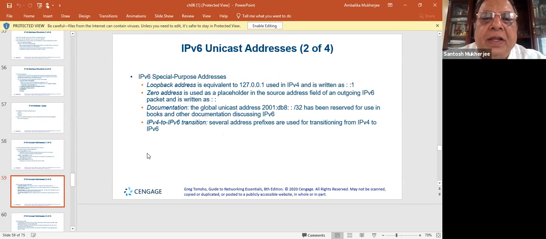IPv6 special purpose addresses. The loopback address is equivalent to 127.0.0.1. The zero address is used as a placeholder in the source address field of an outgoing IPv6 packet. Documentation: the global unicast address has been reserved for use in books and other documentation. So basically, the special purpose addresses are for loopback, documentation purposes, and the transition process.